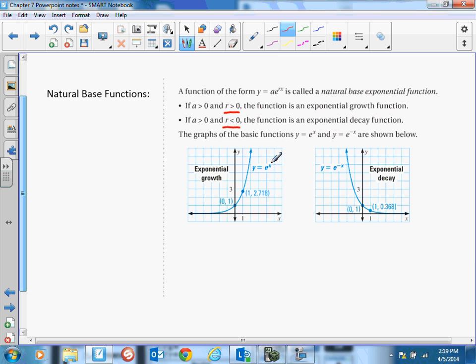This is when your exponent is positive. This is when your exponent is negative. You see where it's growth and decay and how it changes. The numbers on these aren't going to be exact, so you're going to have to do some estimating when you plot them. There's going to be some decimals.